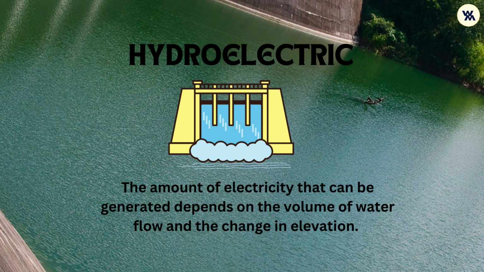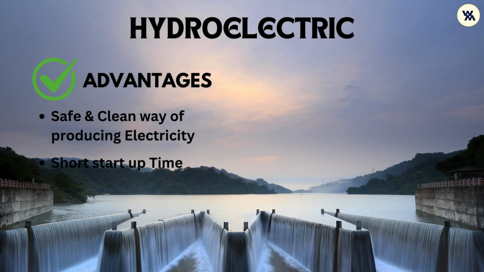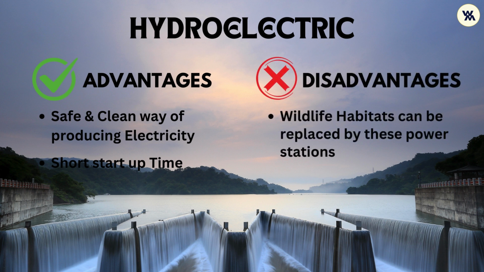Advantages of hydroelectric is that it's a safe and clean way of producing electricity and there is a short startup time, which means it takes less time to generate electricity. Disadvantages is that wildlife habitats can be replaced by these power stations because these dams occupy so much space.